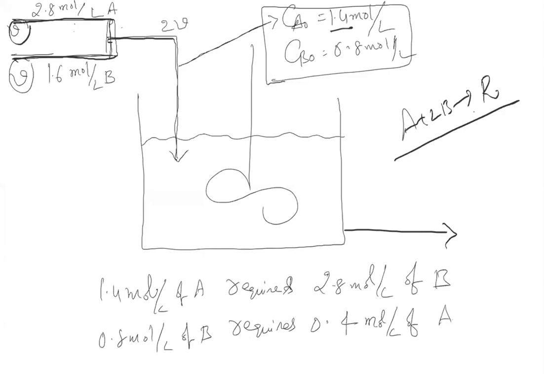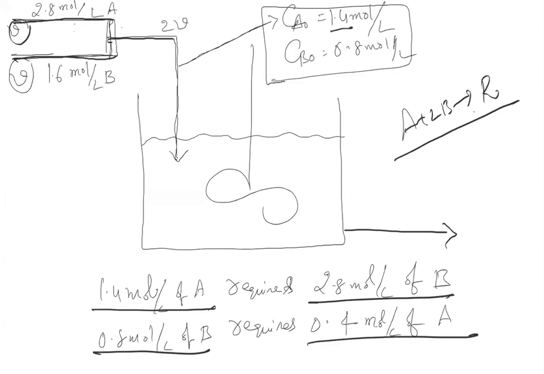So the limiting reactant is, if A wants to convert 100%, you don't have sufficient B. If B wants to convert 100%, you have sufficient A. So the limiting reactant here is B. Understood?